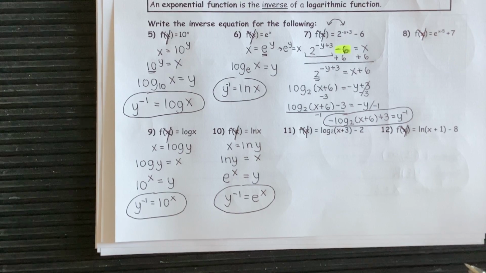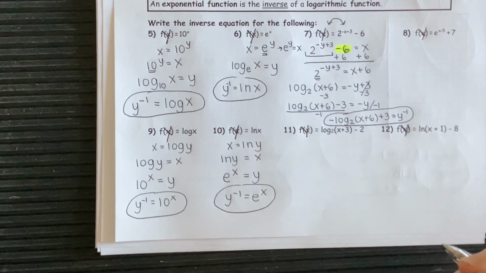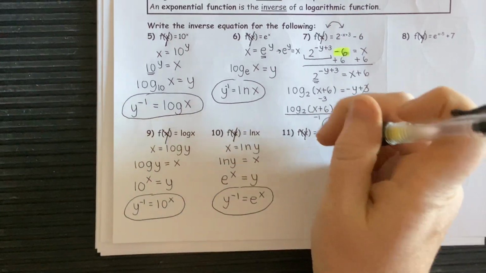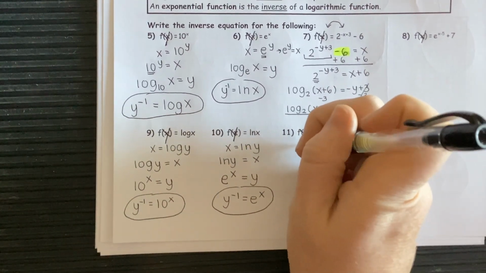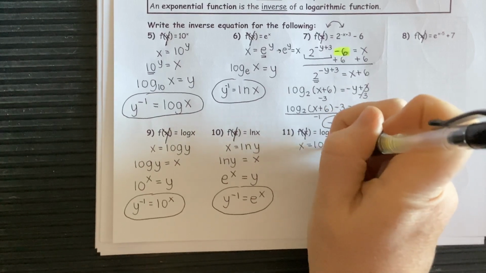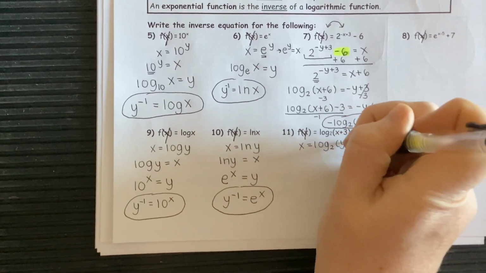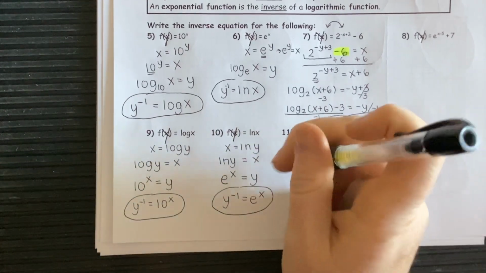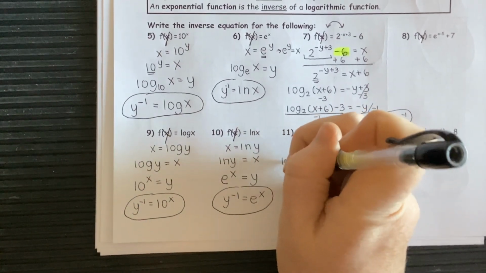And then the last one that we're going to do is number 11. So number 11, again, a little bit bigger of a problem. So let's start by flipping our x and y. So we're going to have x equals log base 2 of y plus 3 minus 2. And then I'm going to flip the sides that they're on. Again, so my logs are on this side.